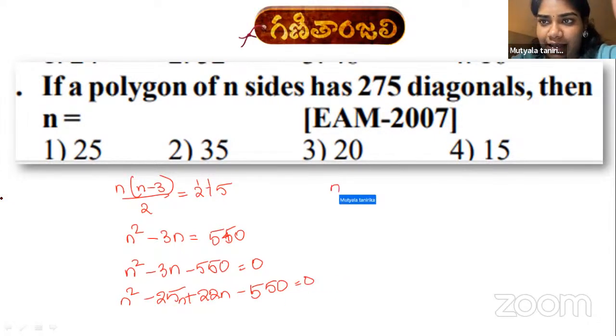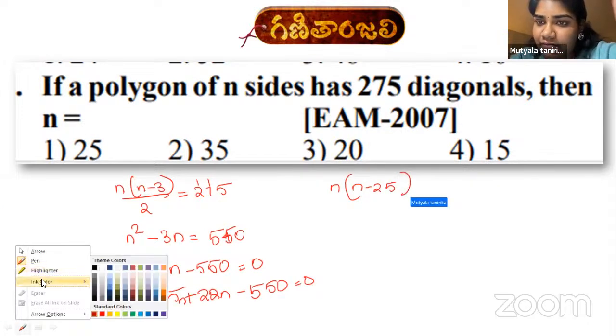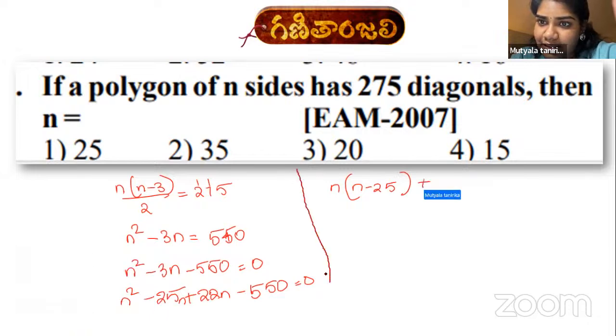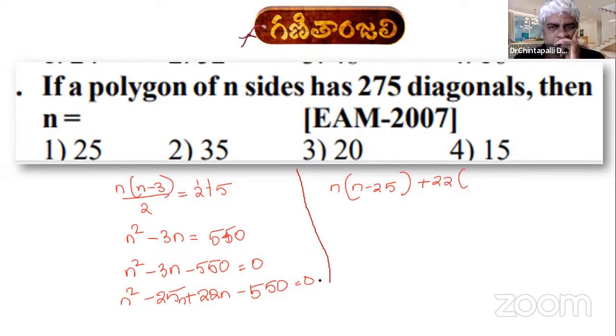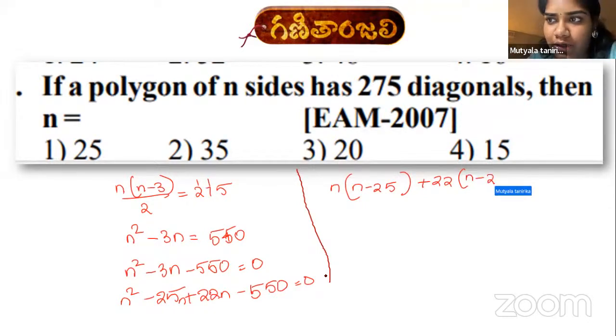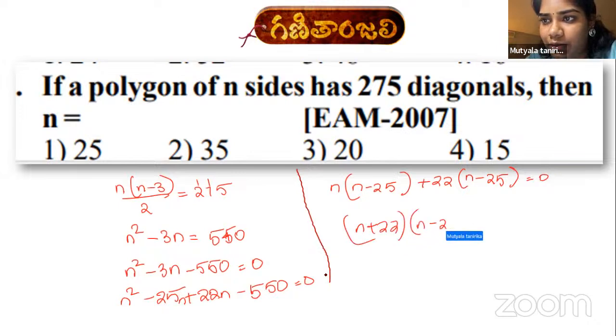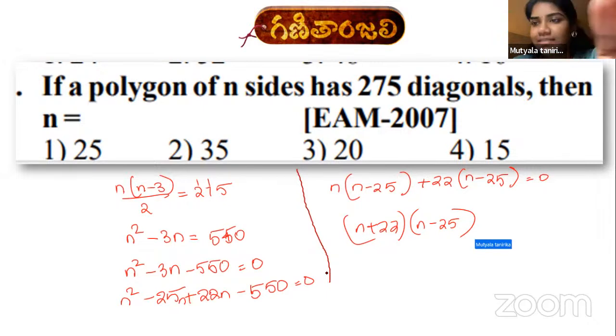Taking n common, n times (n minus 25), then taking plus 22 common, (n minus 25) equals 0. So (n plus 22)(n minus 25) equals 0. So among the options, n equals 25.